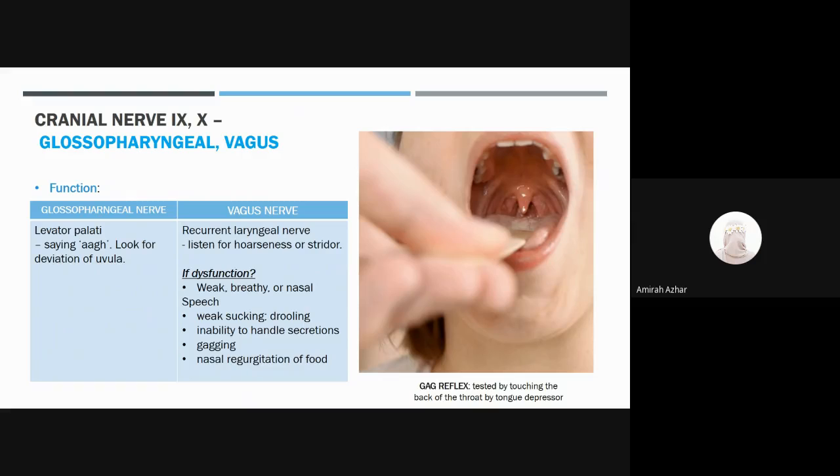Okay. For the vagus nerve, you are assessing the recurrent laryngeal nerve. If there is an abnormal sound, for example stridor or hoarseness, you can suspect there is an upper airway obstruction. You can assess this also by doing the gag reflex. For the gag reflex, you test by touching the back of the throat with a tongue depressor. If there is no gag reflex, the patient might have a lesion to this cranial nerve. Next.